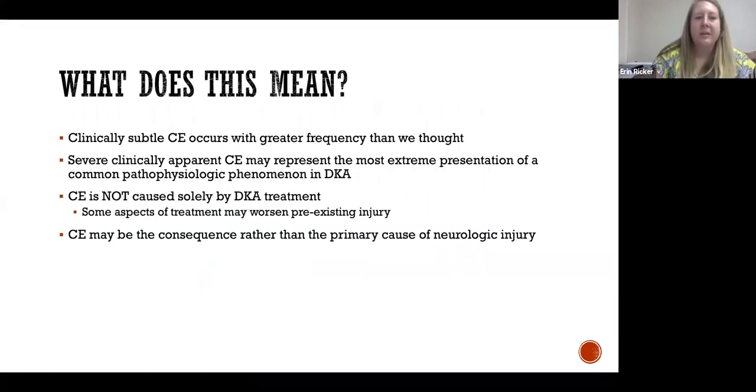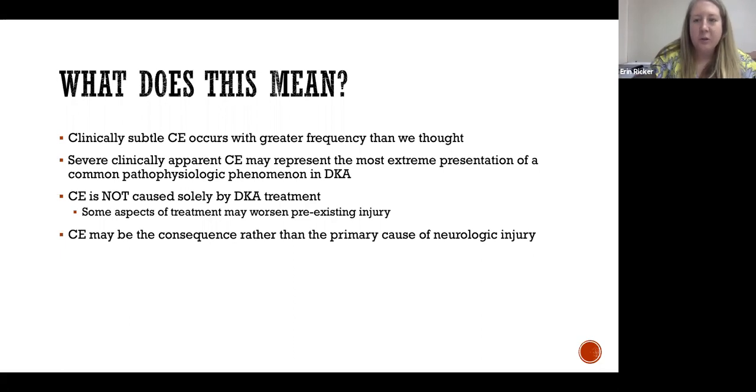So what does this all mean? Clinically, we see subtle cerebral edema with more frequency than we actually thought. Severe, clinically apparent cerebral edema is actually the most extreme presentation of what is a common pathophysiologic phenomenon that we're seeing in DKA. So it kind of occurs in every patient, but only a few are going to present clinically severe enough with it.